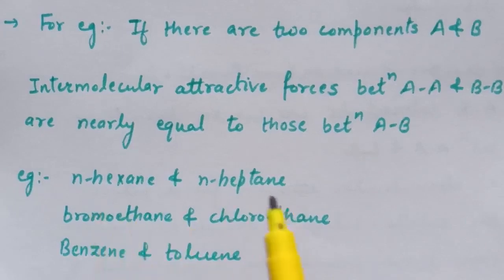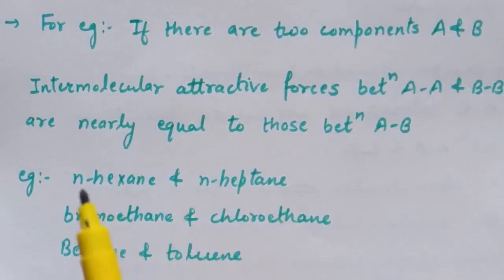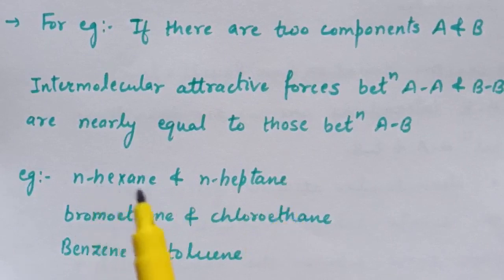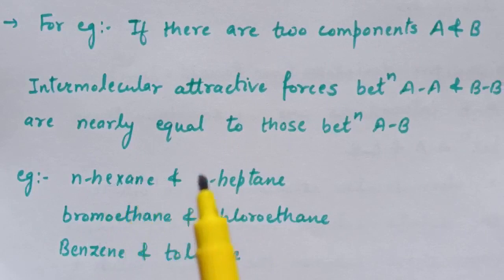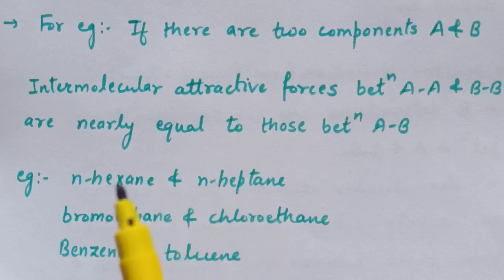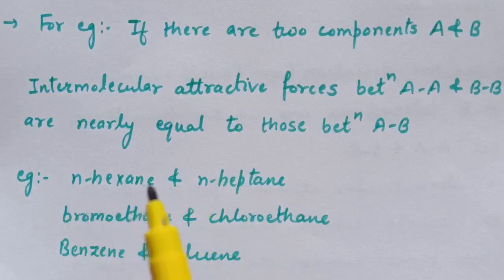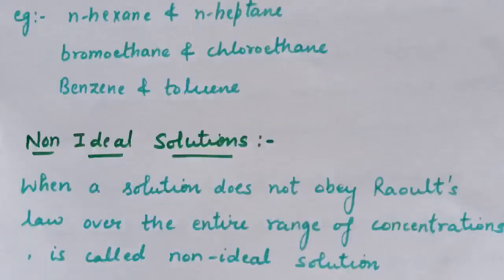So these are the examples of ideal solution. First is n-hexane and n-heptane. These are non-polar molecules. So when we mix n-hexane and n-heptane, the interaction between these two components is the same as the interaction between n-hexane molecules and n-heptane molecules.